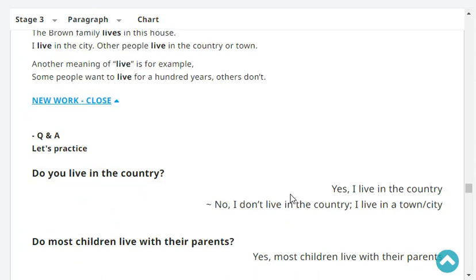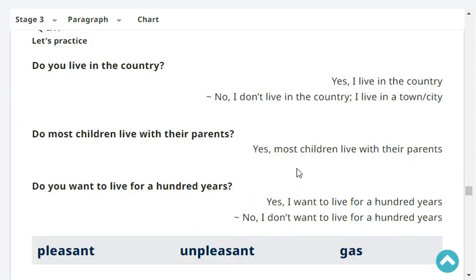Do you live in the country? Yes or no? Yes, I live in the country. Do most children live with their parents? Yes, most children live with their parents. Do you want to live for 100 years? Yes or no? No, I don't want to live for 100 years. Maybe 99. That's okay. Very good.